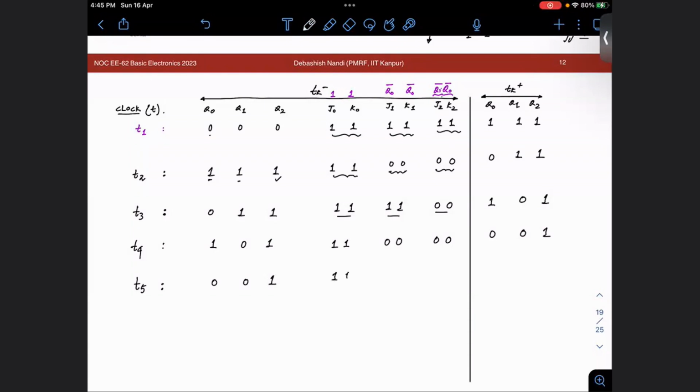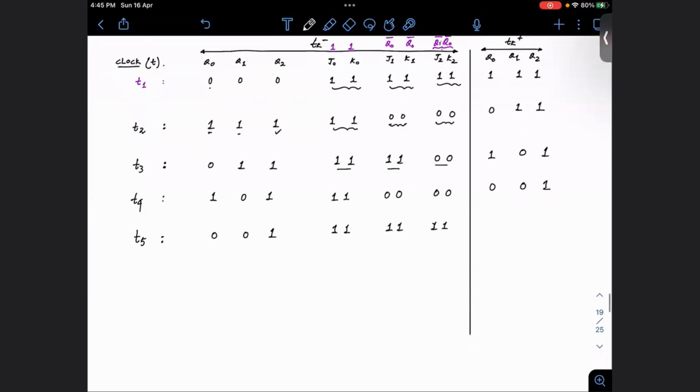Again, this will remain the same because it is a fixed supply. This will be your 1, 1, and this will be your 1, 1. So this will also be 1, 1. So every bit of this will toggle. Fine, right? So you have here 1, 1, 0. Next again we see 1, 1, 0.